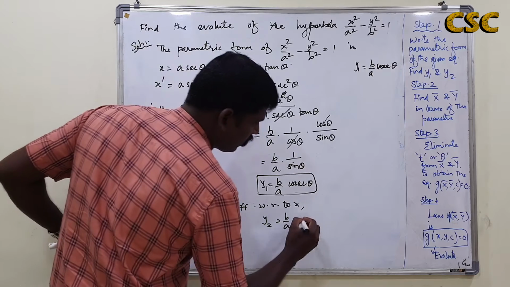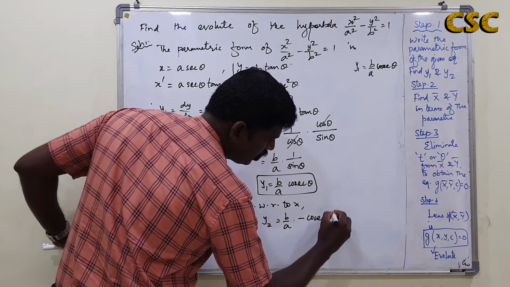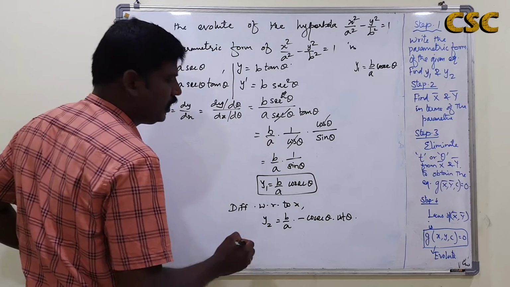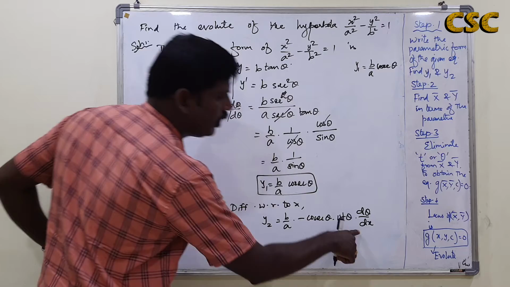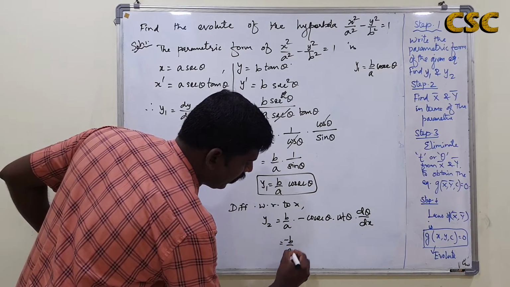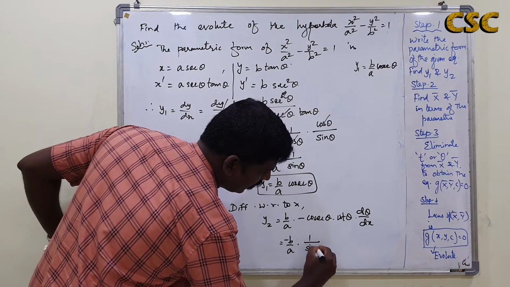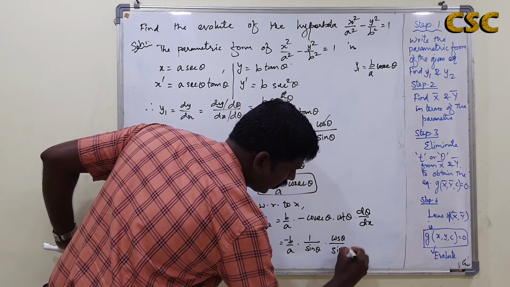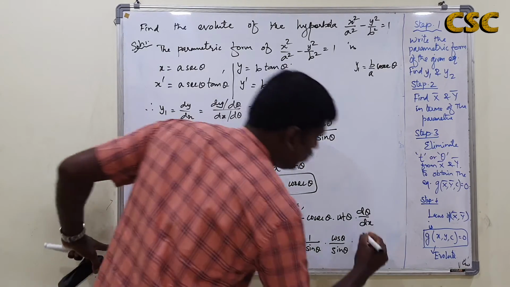What is the derivative of cosecant theta? Minus cosecant theta into cot theta into what is the derivative of theta with respect to x? d theta by dx. That is the reciprocal value of x dash. Okay, I write it directly here. Minus b by a into what is cosecant theta? 1 by sin theta into what is cot theta? cos theta by sin theta into the reciprocal of this value. So a secant theta tan theta.